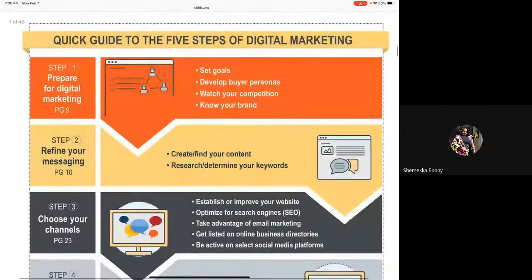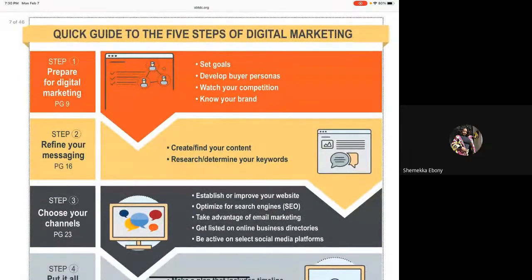So this is what they break down as far as the quick guide to the 5 steps of digital marketing. And, you know, looking at what we'll be doing tonight.